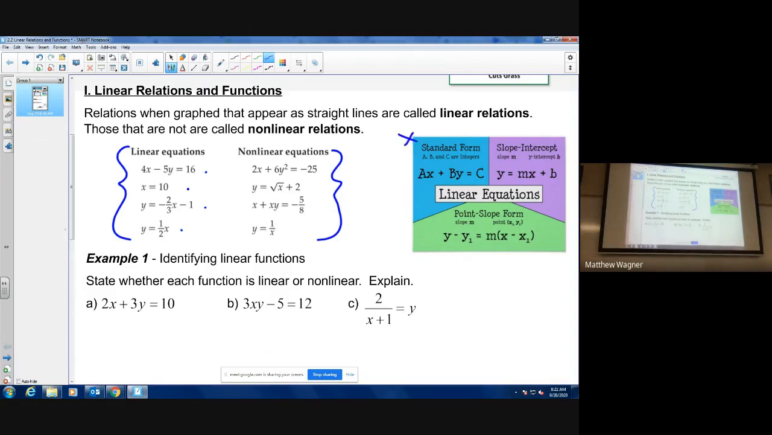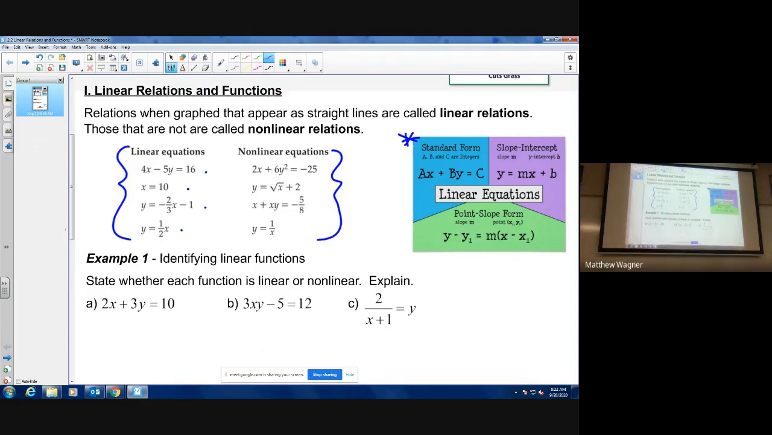So if you don't remember the three forms of linear equations, I would make sure you get those down in your notes. Standard form is ax plus by equals c. Slope-intercept form is y equals mx plus b. And point-slope form is a new one you probably touched on a little bit in algebra 1, but it's y minus y1 equals m times the quantity x minus x1. All three of these forms graph a line, and that's kind of what we're looking at today.